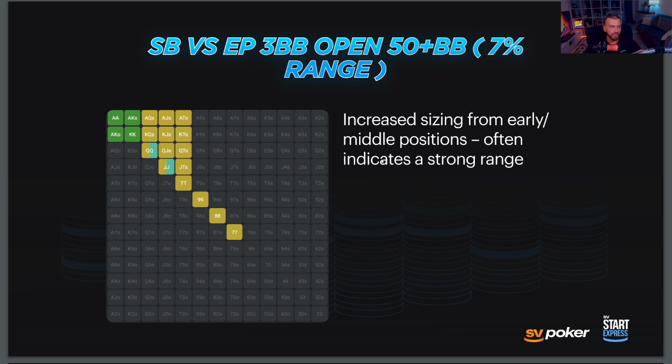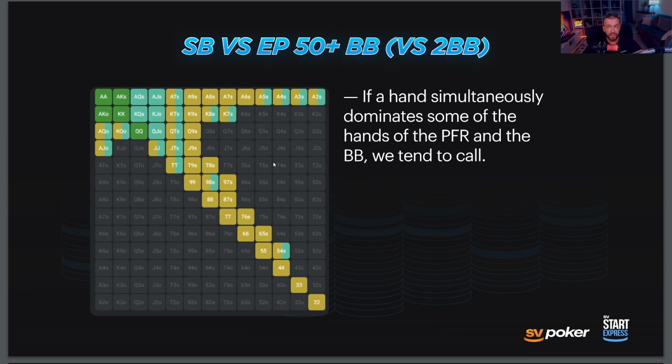So this is how you need to defend against an open raise to 3 big blinds, which potentially includes 7% of the range. It is very tight and you do not call hands even like 5s, 6s, 4s, 3s, deuces. So be careful about the sizings. What about standard situations? This is the chart, small blind against early position, 50 plus big blinds. Here you can see that you have kind of a lot of cold calls.